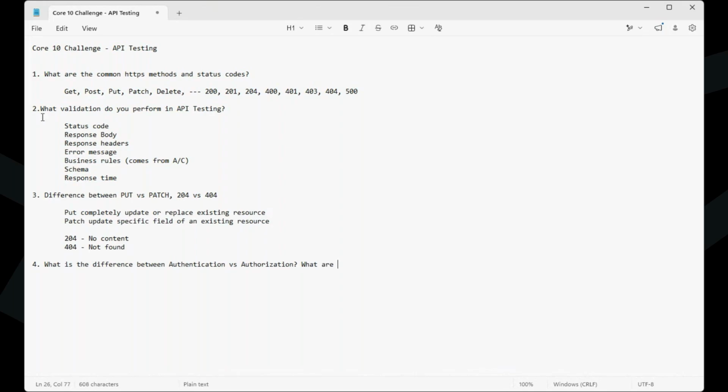And what are the authentications you have used while performing API testing? So, I mean, they can ask one question or two questions at the same time.